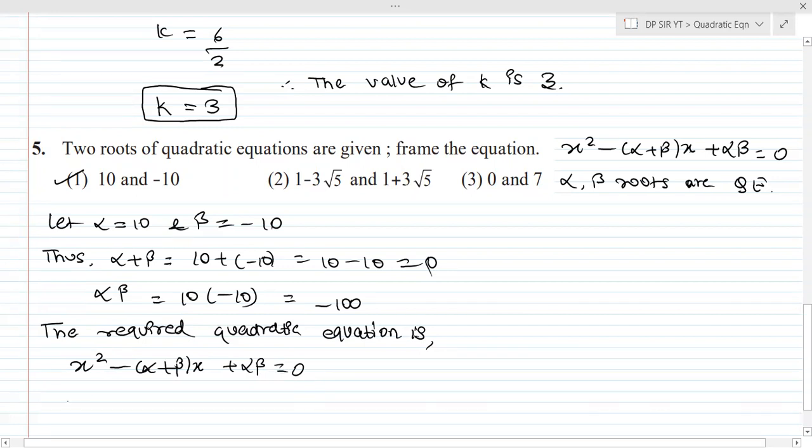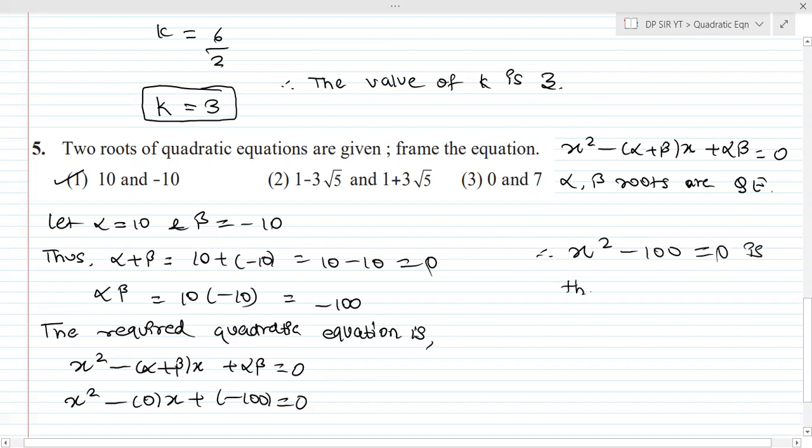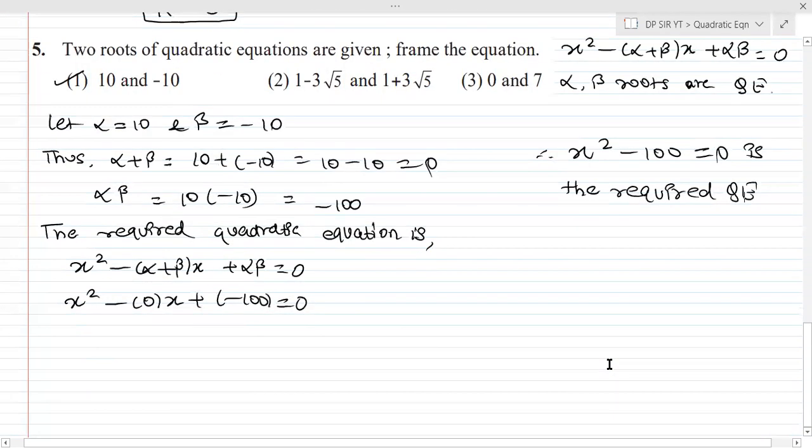Therefore, substitute: x square minus 0x plus minus 100 is equal to 0. Therefore x square minus 100 is equal to 0, is the required quadratic equation. Shall I go for the next question? Are you finding it easy? Okay, I'm not running with the question, but I hope you are able to understand.